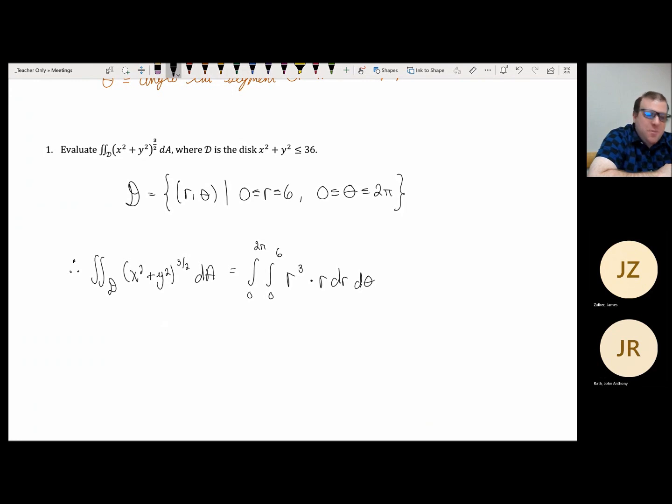So by convention, your bounds of r are always going to be functions of theta, and then your theta is always going to be constants. It's not a rule that's set in stone. You could write theta as a function of r and then do r as constants, and then do d theta dr.